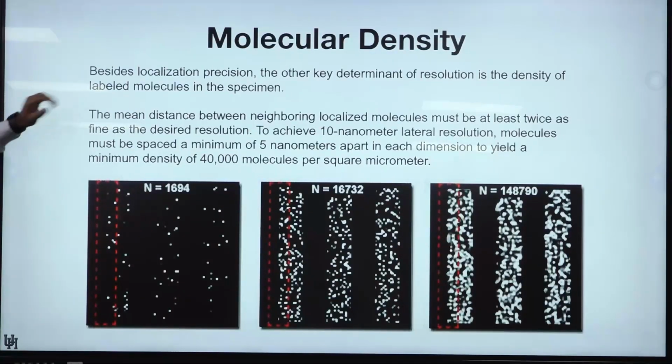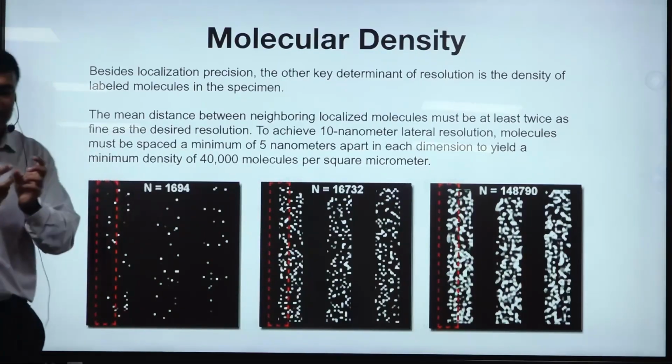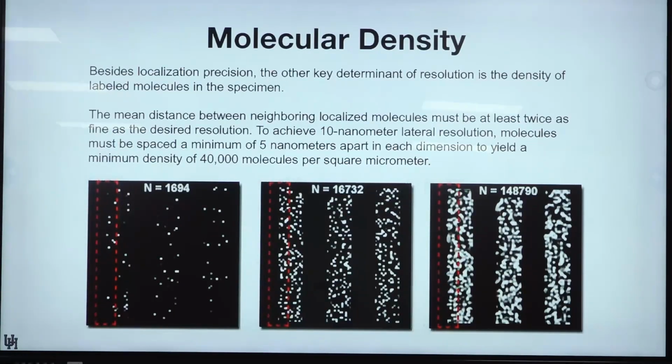Other than precise localization, one of the key things that determines the resolution is the density. For example, if you want to achieve 10 nanometer lateral resolution, then the molecules must be at least 5 nanometers apart. So there is still a new limit, which is much smaller. 5 nanometers is literally one or two molecules. 5 to 10 nanometers is so small that it's a few tens of atoms, maybe 100 or a few hundred atoms at most. So basically, it's a very small area.